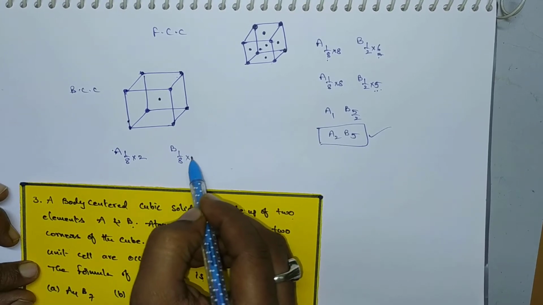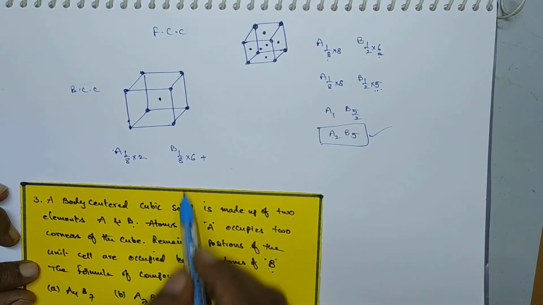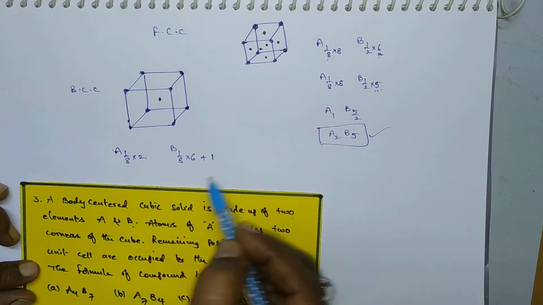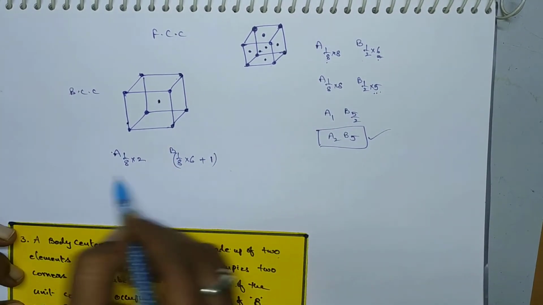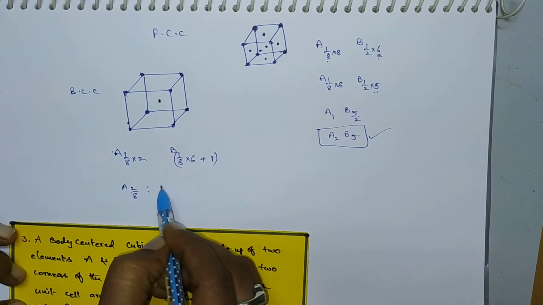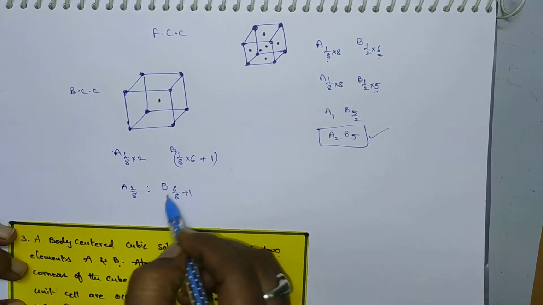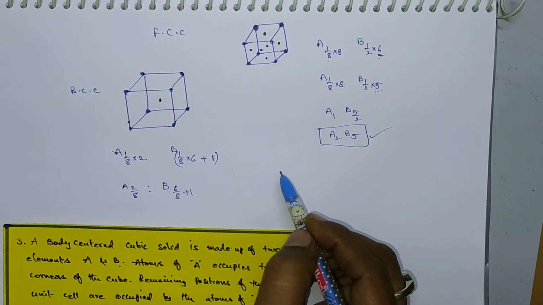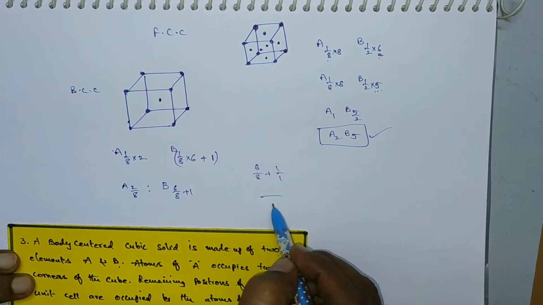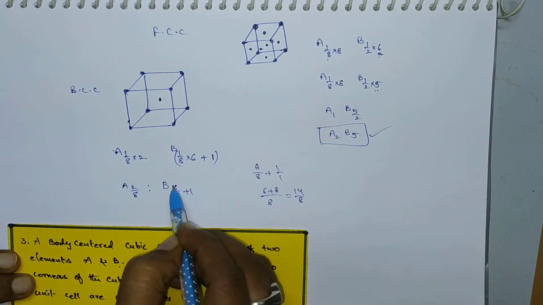So 1/8 contribution into 6, plus the central atom, that is the body centered atom. This body centered atom is also B, so you have to add 1. By solving this, we can get the ratio of A and B. A is 2/8 and B is 6/8 plus 1. By taking the LCM, 6 plus 8, that is 14/8.